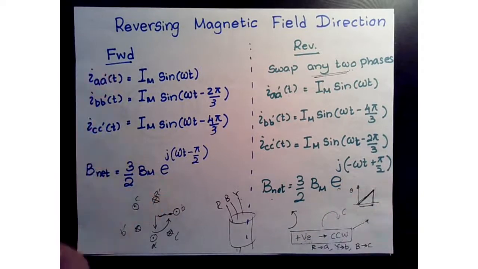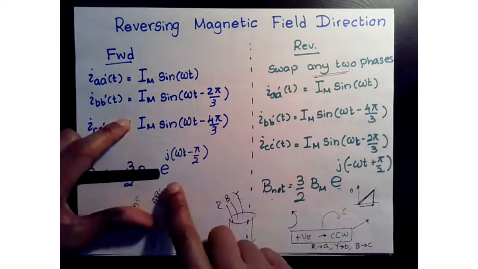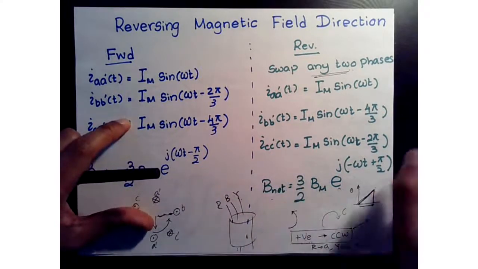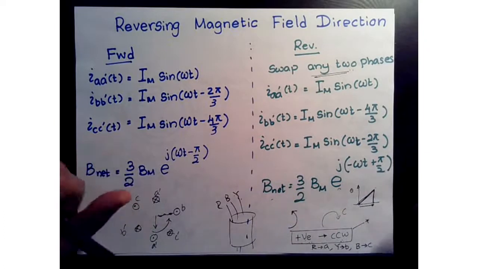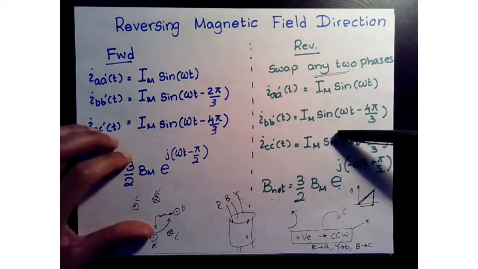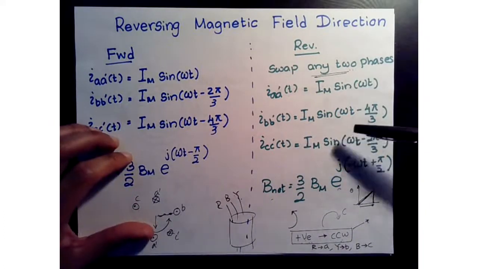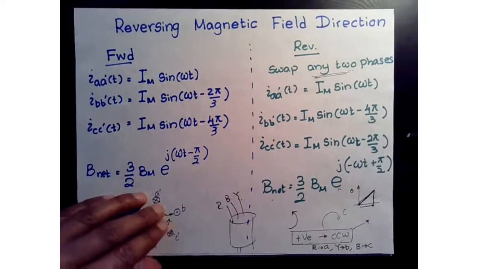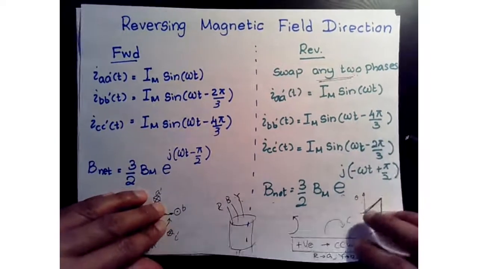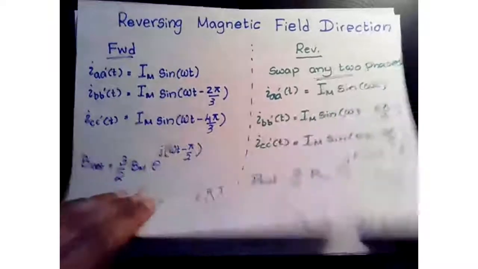So positive direction or reverse direction is achieved by changing the direction of the stator magnetic field, which is achieved by swapping two phases. All right, let's go into the next topic.